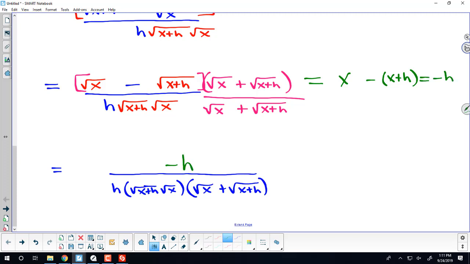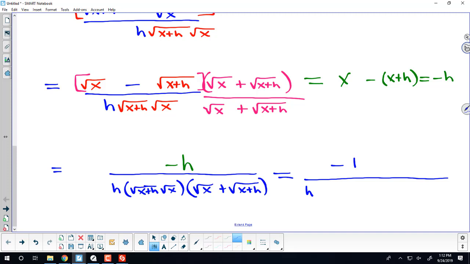Don't forget to distribute that negative. I think that's probably, after you've done a few of these, the most overlooked step: that negative in front of this second term gets distributed to both of those terms, not just the x. Could you eliminate the h in this one? Yes, at this point, exactly. We've got an h divided by h, well, negative h divided by h. So that leaves us with a negative 1 all over this stuff on the bottom.